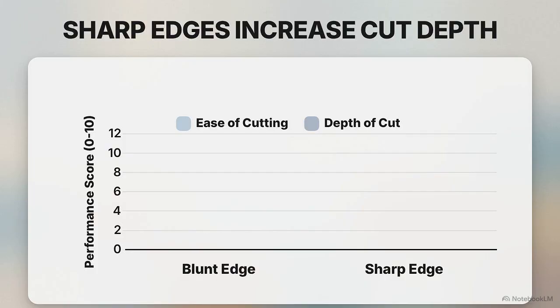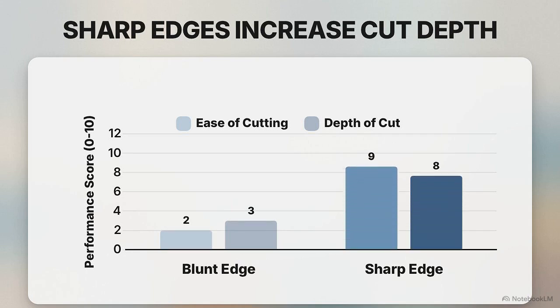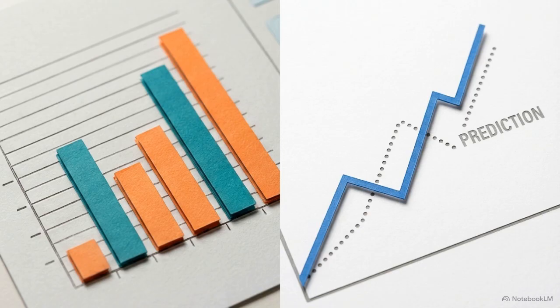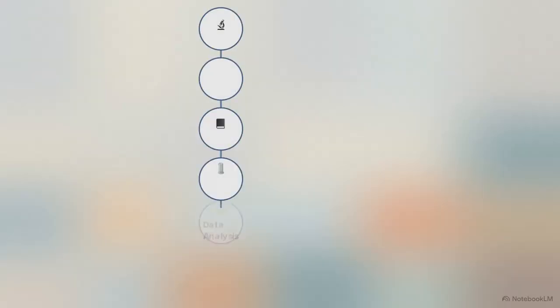Looking at this chart from our knife experiment, we can compare the ease of cutting and the depth of the cut. The data shows a direct correlation. As the edge gets sharper, the depth of the cut increases. Organizing information into a visual trend like this is the only objective way to determine if your initial hypothesis was correct. We have followed the path from a simple observation to a structured conclusion.